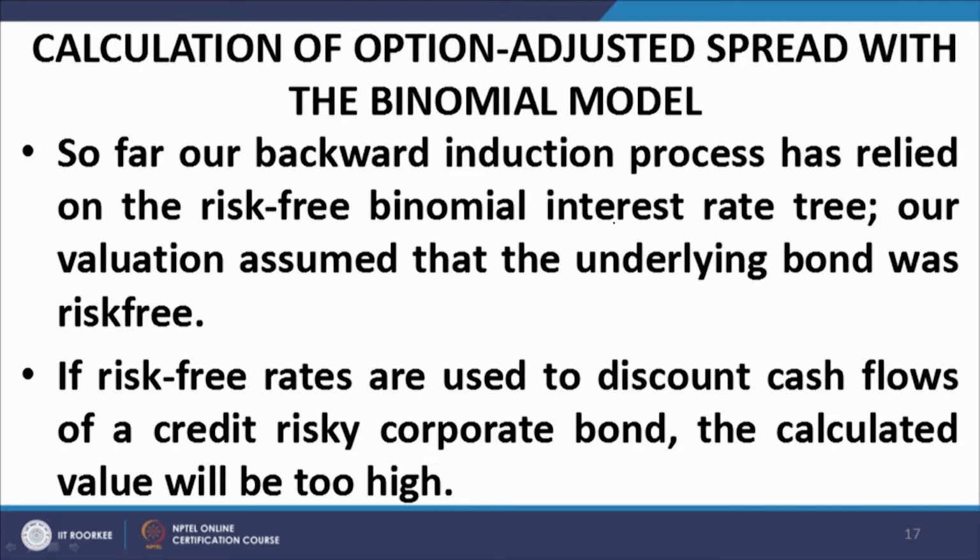So, we shall obviously use the binomial tree model for this purpose, the binomial interest rate tree. So far, our backward induction process has relied on the risk free binomial interest rate tree. Our valuation assumed that the underlying bond was risk free. Now, if risk free rates are used to discount cash flows of a credit risky corporate bond, the computed value that we will arrive at using the binomial interest rate tree will be too high.